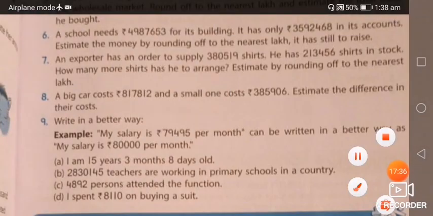Fine. Now we'll move to question number 9. Write in a better way. Now an example has been given here. My salary is rupees 79,495 per month, can be written in a better way as my salary is rupees 80,000 per month.